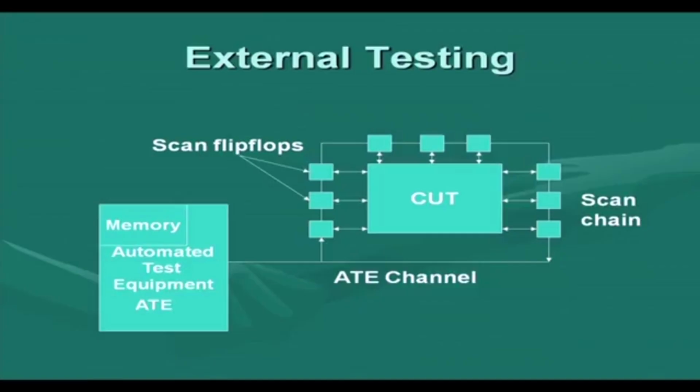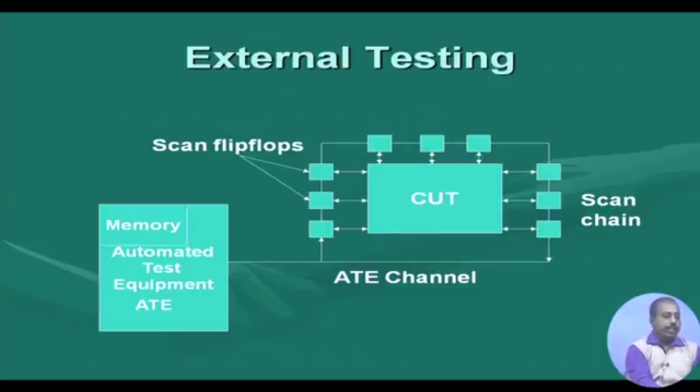Another way of testing the circuits is via external testing, when we have the test equipment coming separately. These test patterns are stored in the memory of the ATE, and then the circuit that we are going to test has scan flip flops that form a chain, a scan chain. It is also assumed that this circuit has some primary inputs, but primary inputs are also assumed to be connected over a scan chain. So in this case it is taken as the full circuit, with all the inputs coming through the scan flip flops.